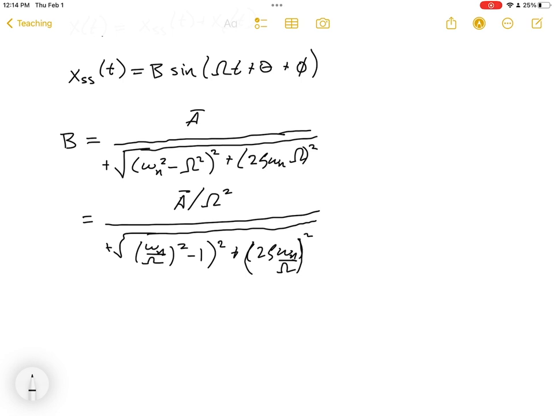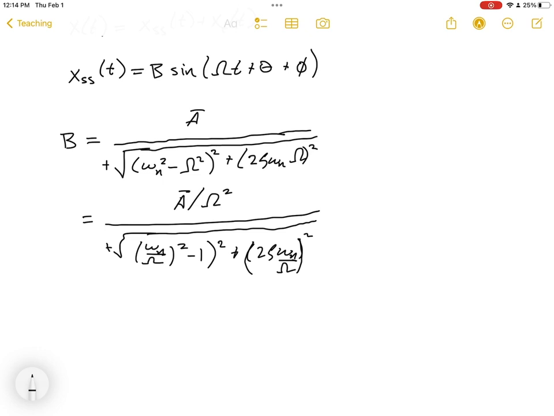You have the square root of two quantities that are squared there in the denominator, but that's the magnitude b. This is the magnitude of the sinusoid that you get out, and you can see it's related to a lot of different things. It's related to the input frequency, the natural frequency and zeta. So the physical parameters omega n and zeta have an effect on the relative amplitude b to the input a bar.